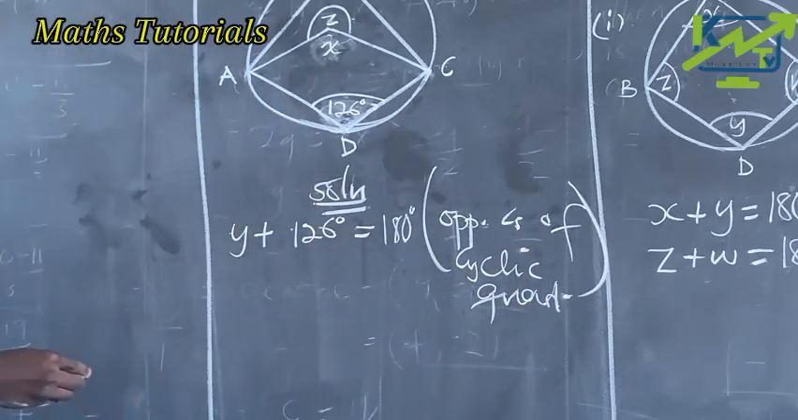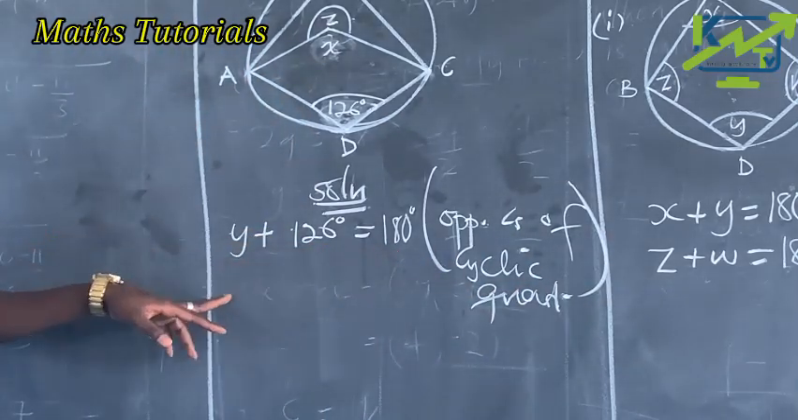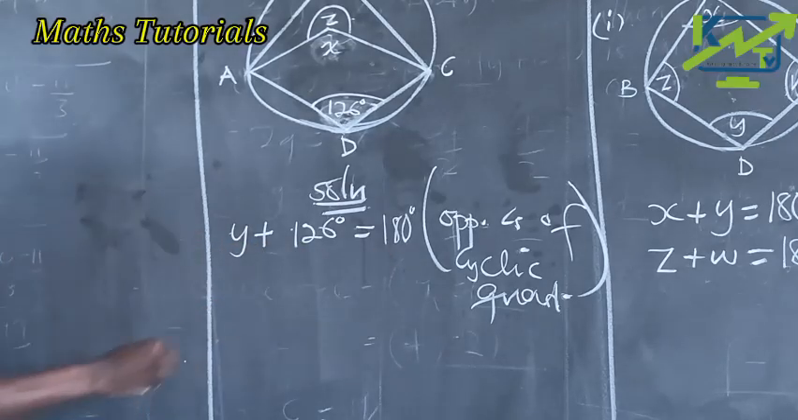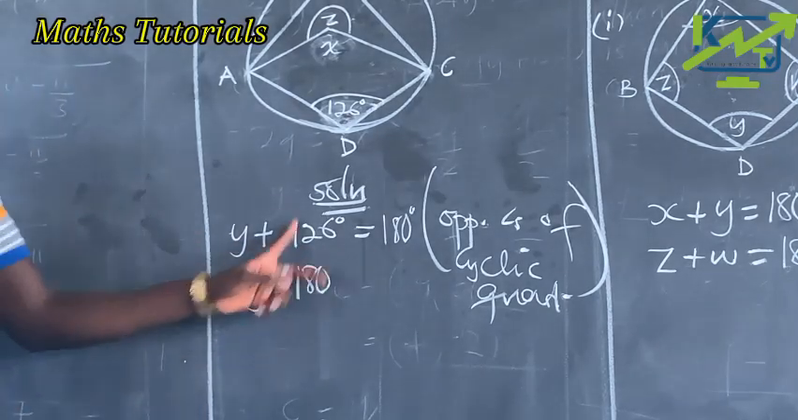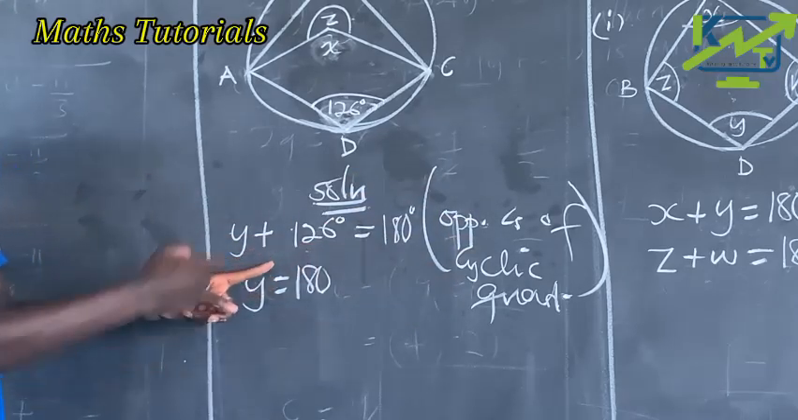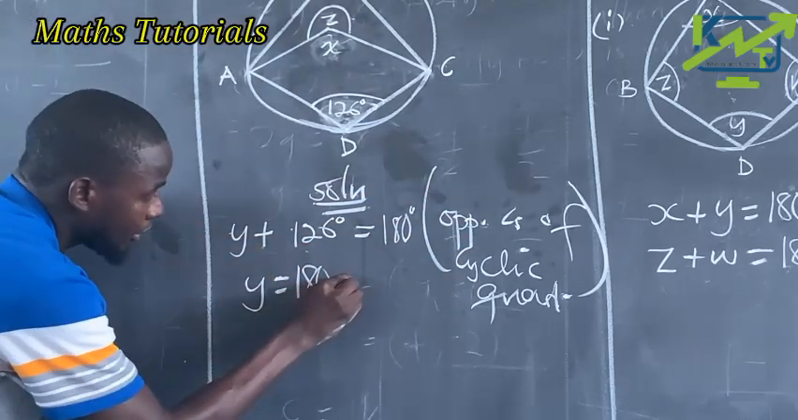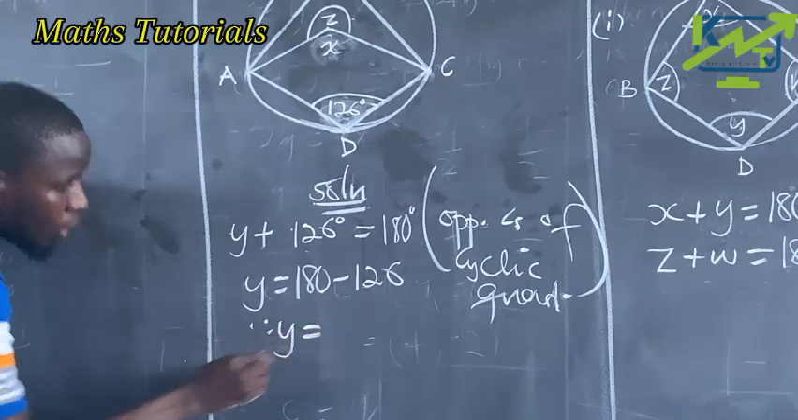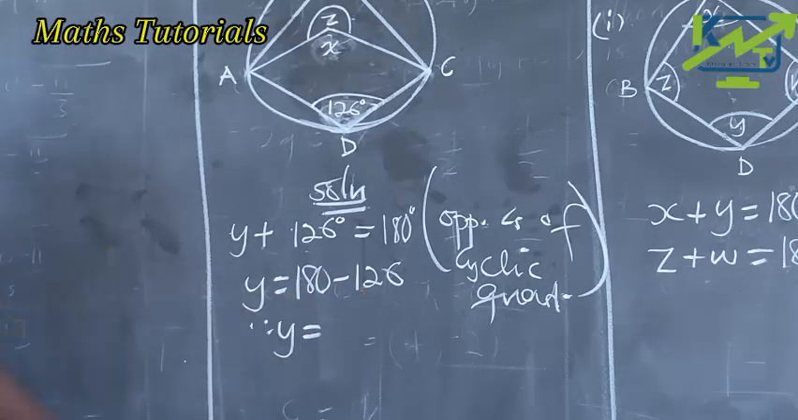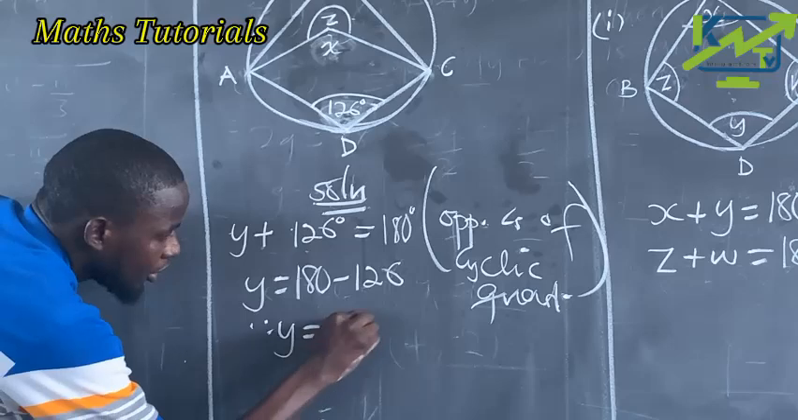I seen that. So now here, this is an equation, so we need to collect our like terms. My y now is going to be equal to 180. If I take this one to the other side, the sign will change because here it is positive. So it's going to be 180 minus 126. Therefore, y is going to be equal to 180 minus 126, which is 54.